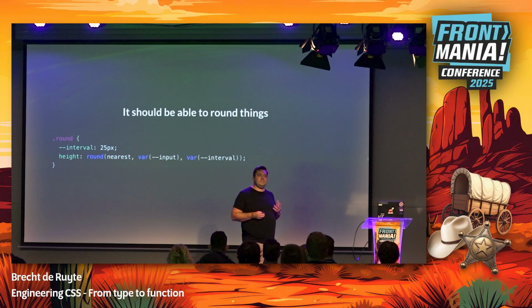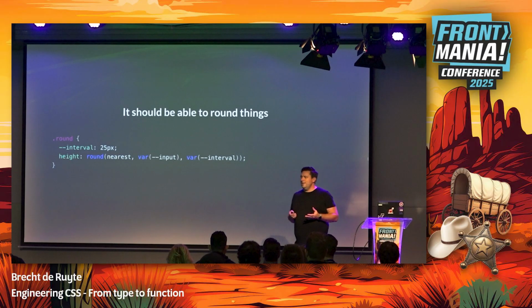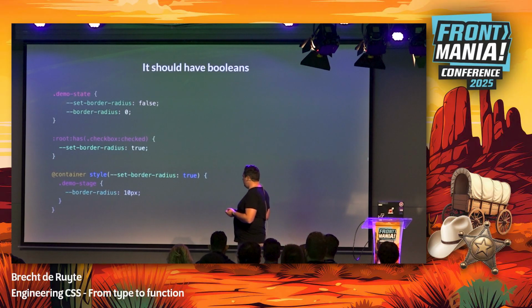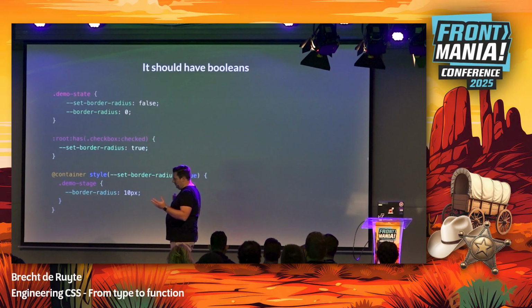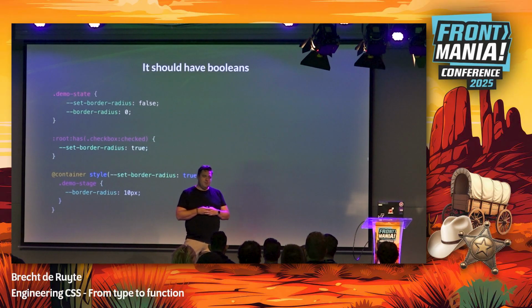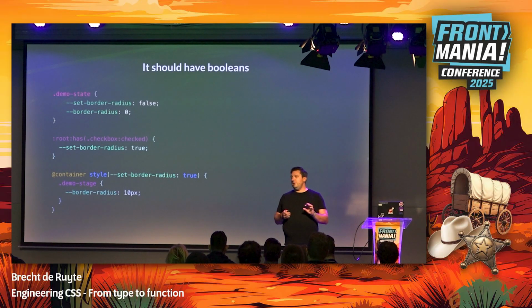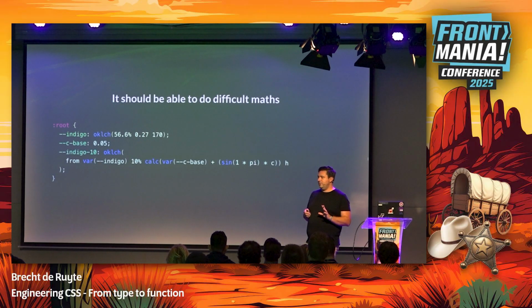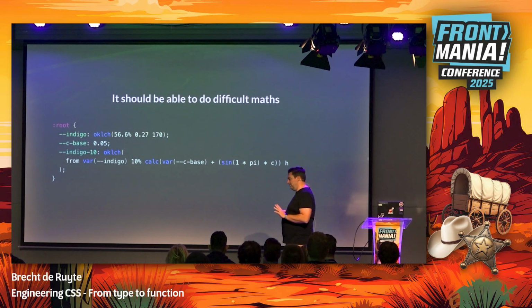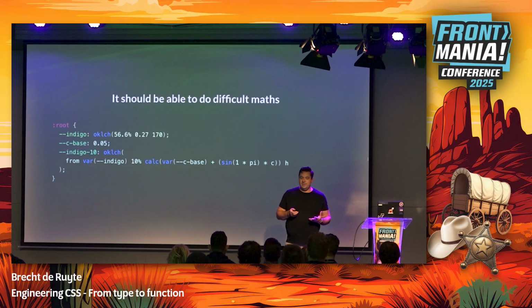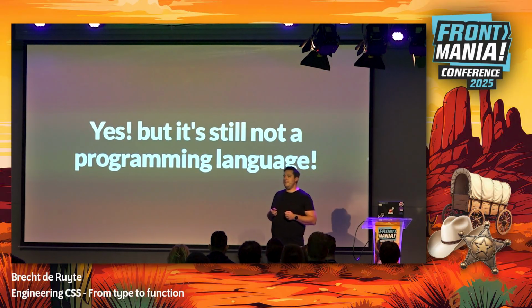I hear that in order for CSS to be a programming language, it at least should have booleans, right? You cannot have a programming language without booleans. You need booleans. And also, last but not least, it should be able to handle some very, very difficult maths. It's very important. And even when I show people, hey, this is possible nowadays, I usually get pretty much the same answer. Yeah, that's all fine, but it's still not a programming language.